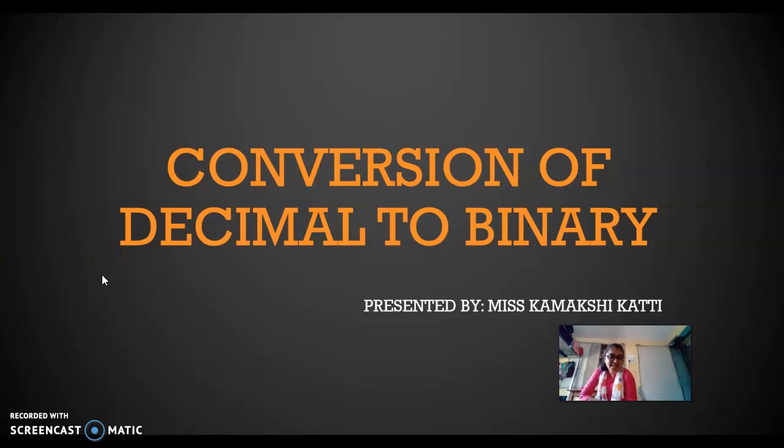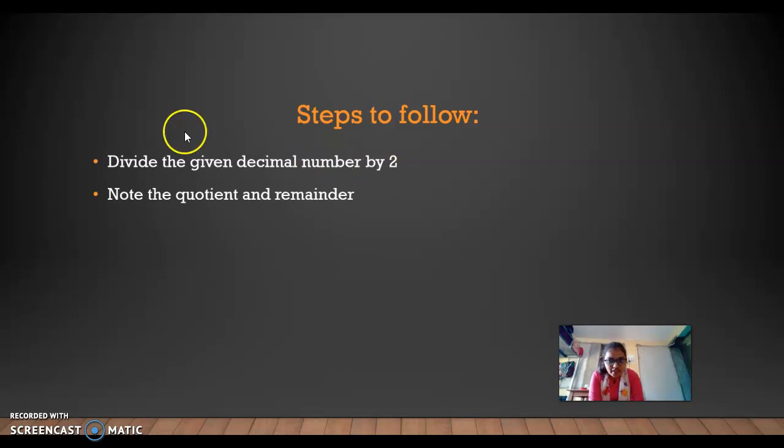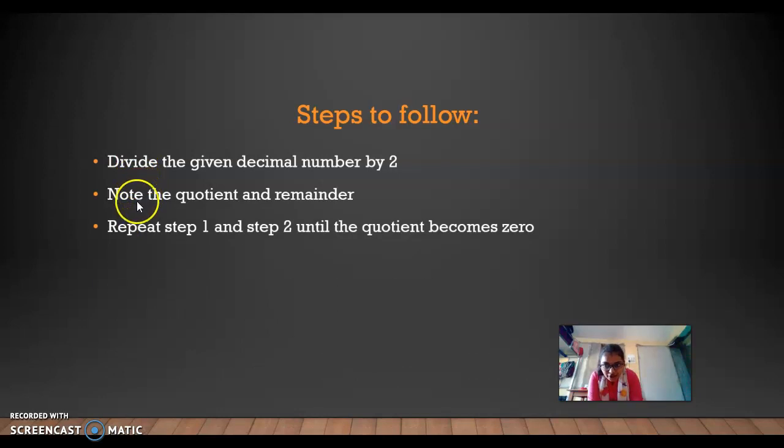Now, let us move to our concept, that is conversion of decimal to binary. Whenever you are given a decimal number and you want to convert it into binary, follow these steps. The first step is to divide the given decimal number by 2. Next, note the quotient and remainder. Repeat these two steps until the quotient becomes 0.